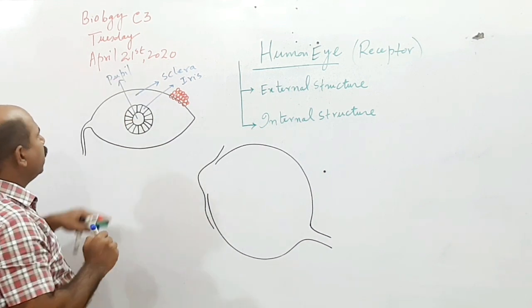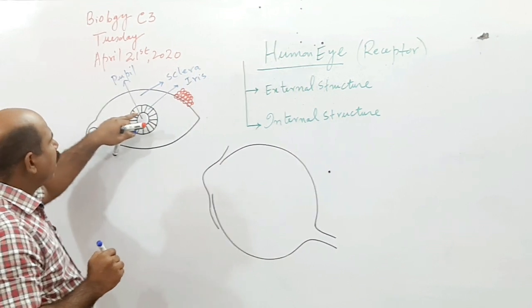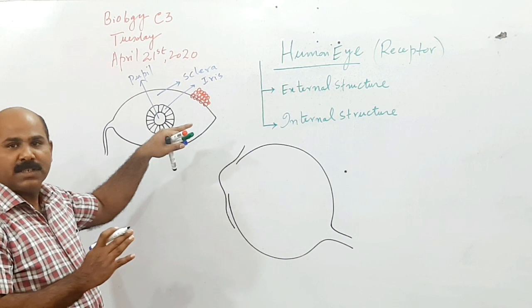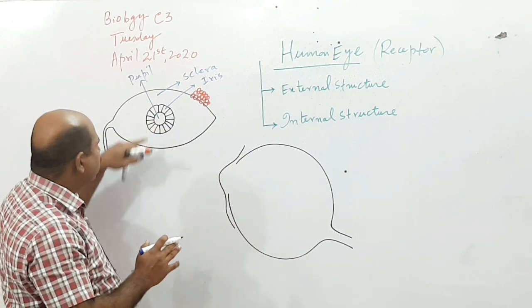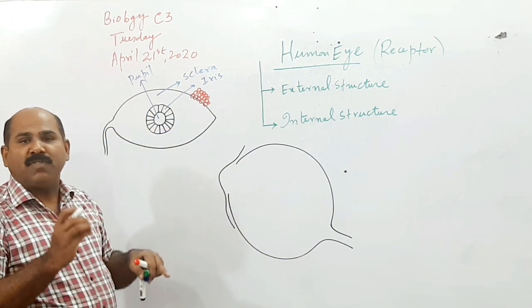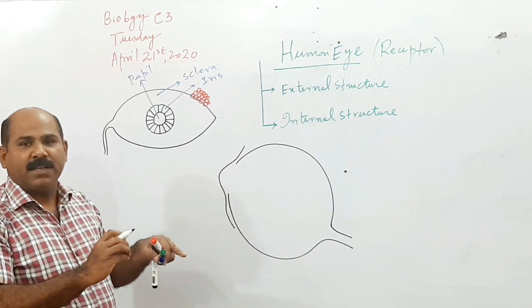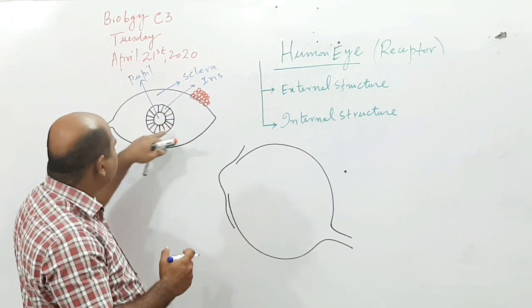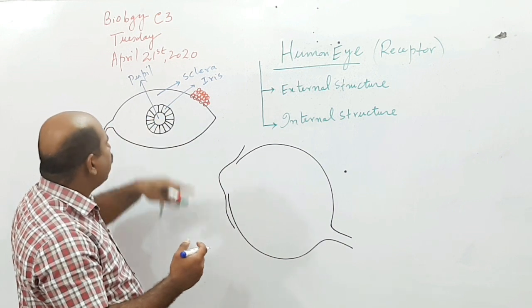This is called pupil. The iris is basically composed of two types of muscles, and these two types of muscles control the amount of light entering the eye. How much light is entering the eye is controlled with the help of the iris. We will discuss it in detail.